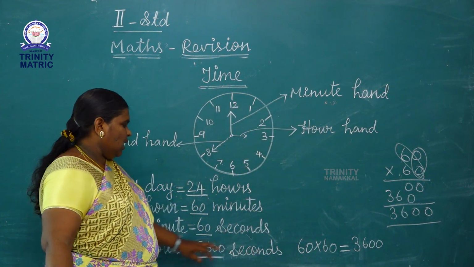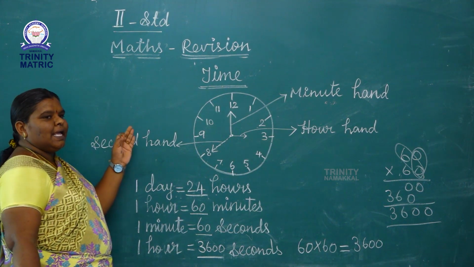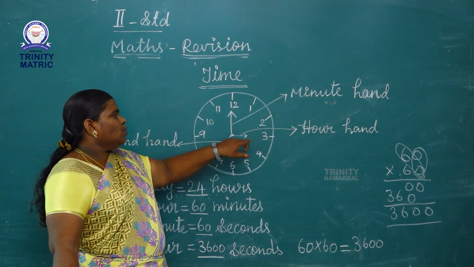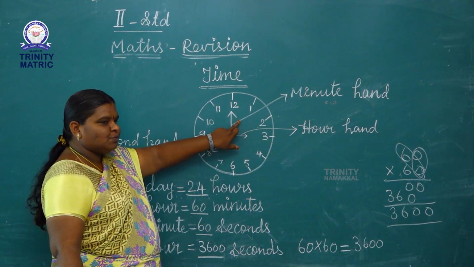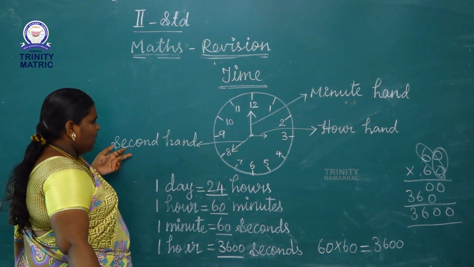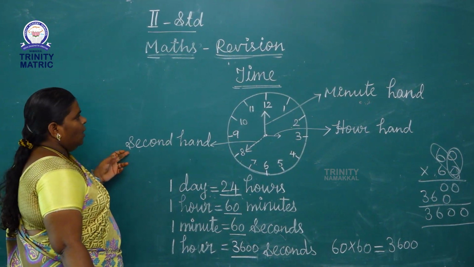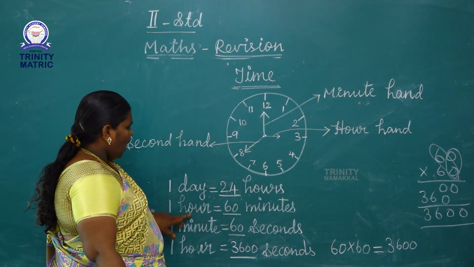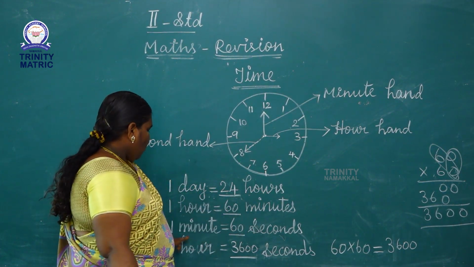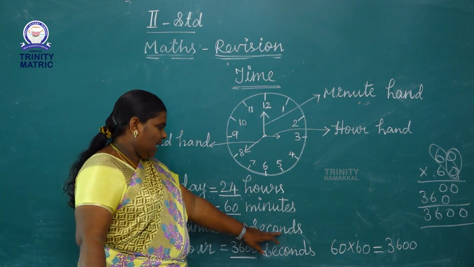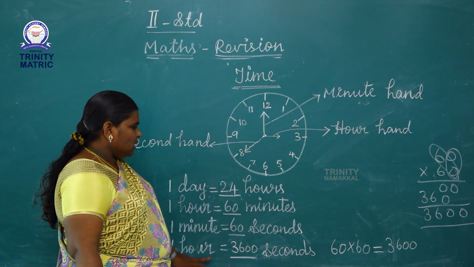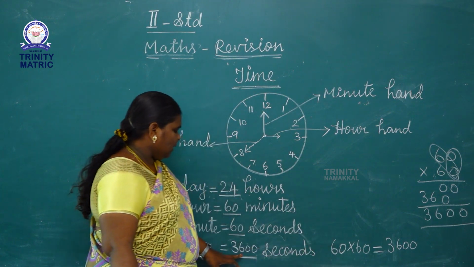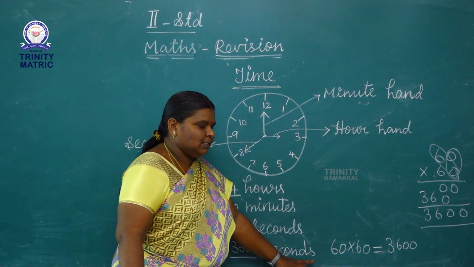I say again, there are 3 types of hands in our clock. The small hand is the hour hand, the big hand is the minute hand, and another hand is the second hand. 1 day equals 24 hours, 1 hour equals 60 minutes, 1 minute equals 60 seconds, 1 hour equals 60 into 60, 3600 seconds.